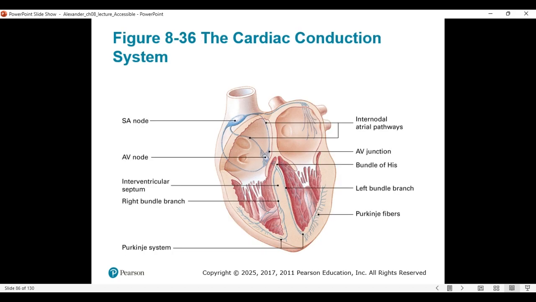Conduction system. The SA node is our pacemaker, and from the SA node the signal goes through the atria and down into the AV node, where it is delayed just a little bit so that the ventricles can fill. Then it goes into the bundle of His, which has a right and left bundle. And then finally it goes down into the Purkinje fibers and sends a signal for the ventricles to contract.